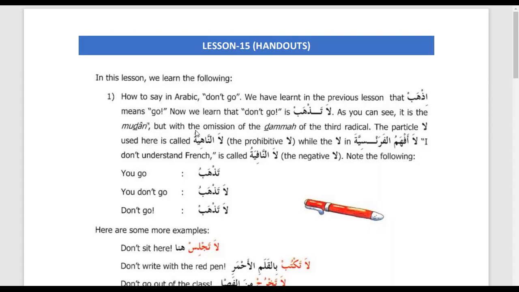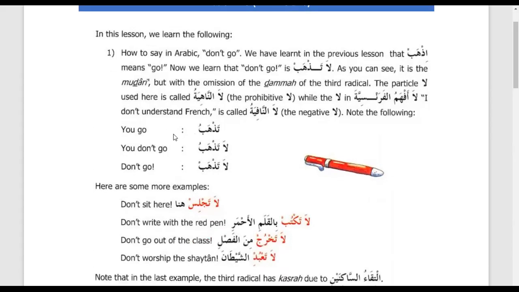but it's very simple. For example, we take the second form of the verb, which is tadhabu. You go for the singular masculine, tadhabu. And for the plural, we say tadhabuna, right? And for singular feminine, we say tadhabina. And for the plural feminine, we say tadhabna. So we have tadhabu here, and then we bring in la, which is la an-nahiya.